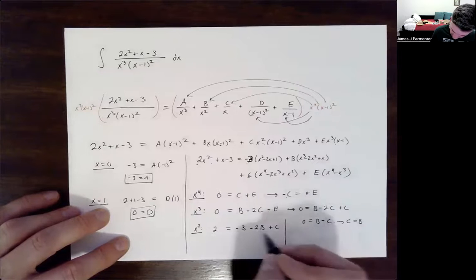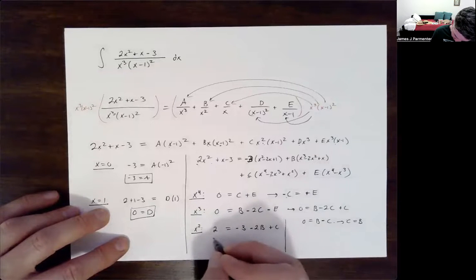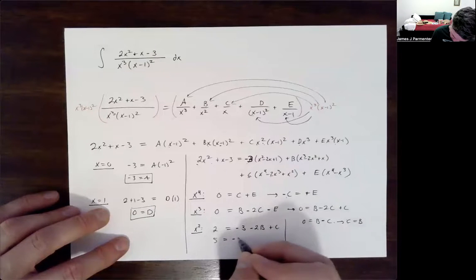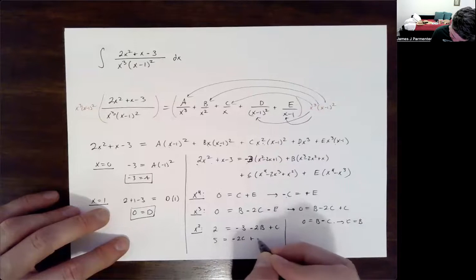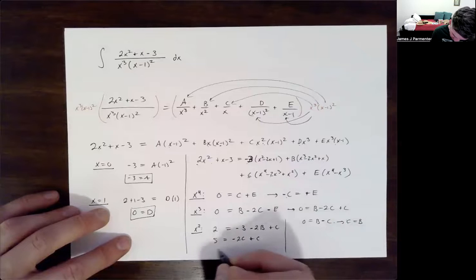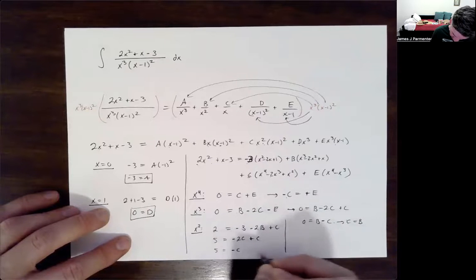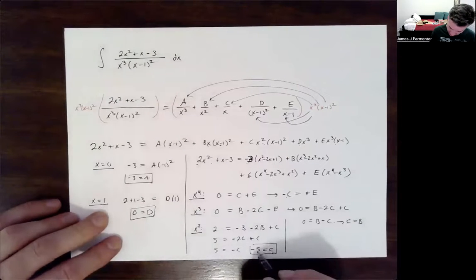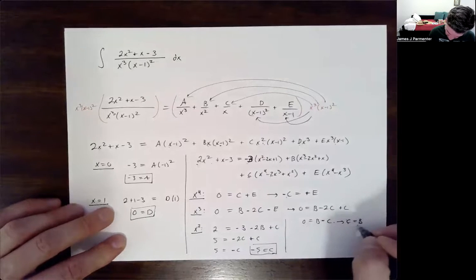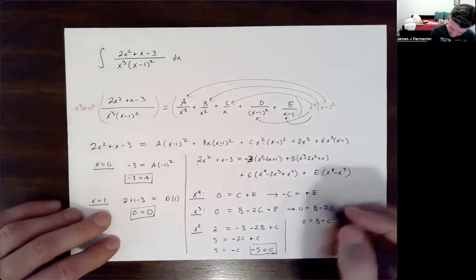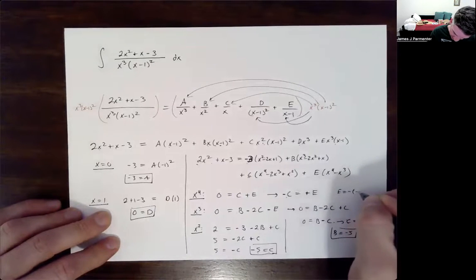And I can plug that in here and get, let's add 3 over here, 5 equal to, if I plug in c for b, negative 2c plus c. Negative 2c plus c is negative 1c. So 5 equals negative c. Negative 5 equals c. I know it's kind of a lot. It's kind of gross. You probably wouldn't have to do one like this. But if I do that, c equals negative 5, c equals b, so b also equals negative 5. And then I know that e is equal to negative c, so e is equal to negative 5.